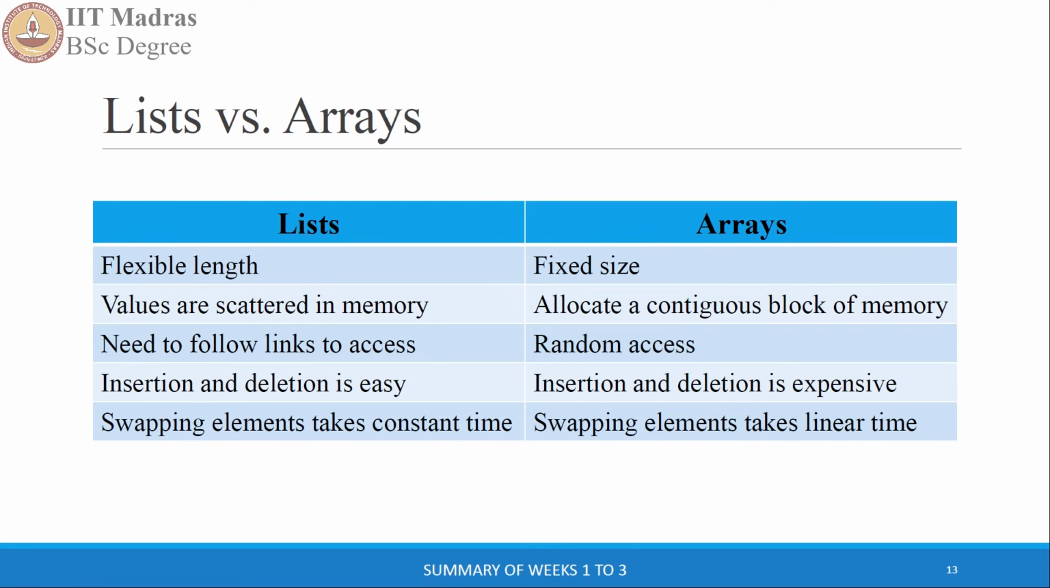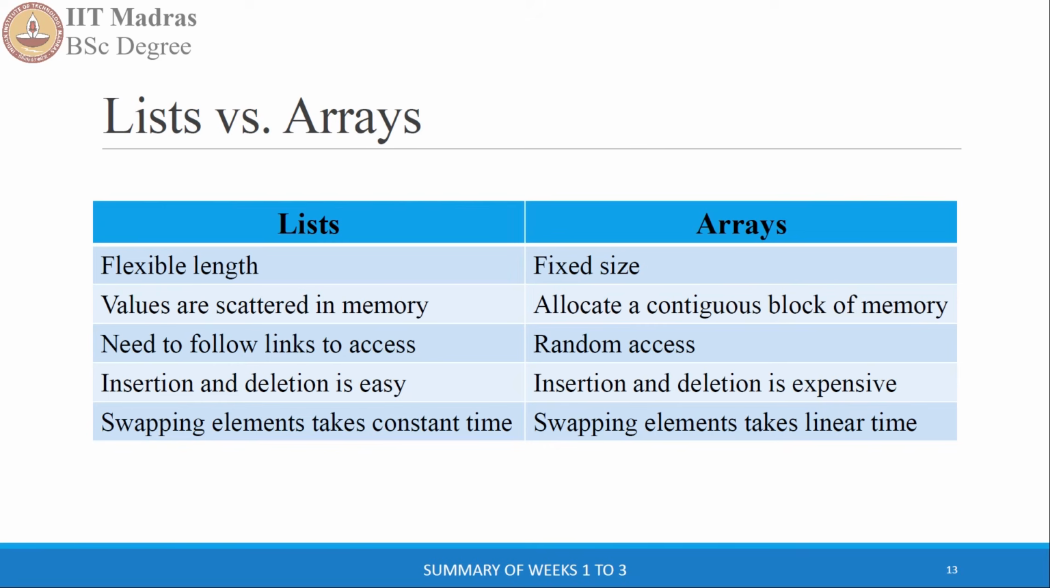Similarly, swapping elements takes constant time in lists, because just like insertion or deletion, we just have to take care of some plumbing, which is nothing but changing some pointer values. But on the other side, just like insertion and deletion, swapping takes linear time in arrays, because a large chunk of contiguous memory block has to be adjusted according to these operations.